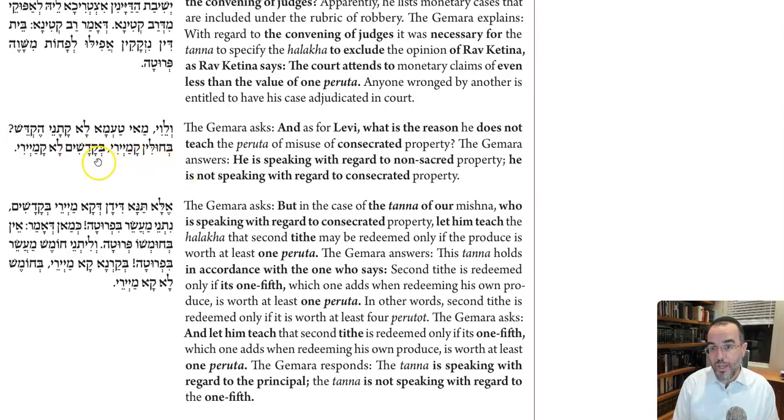And the answer is Bechulin kamayre, Bekadashim la kamayre. Levi would agree with that, but he's talking about cases of non-sacred property. He's not dealing with cases of sacred property. Ela tanadidan, the kamayre bekodashim, nitne ma'aser bepruta.